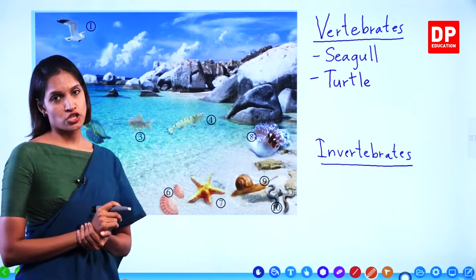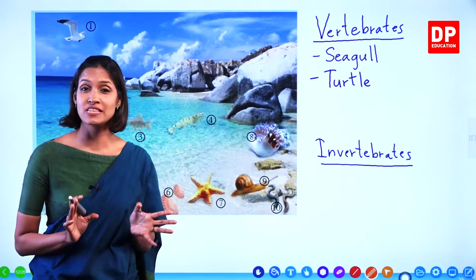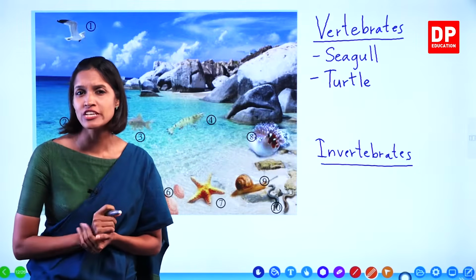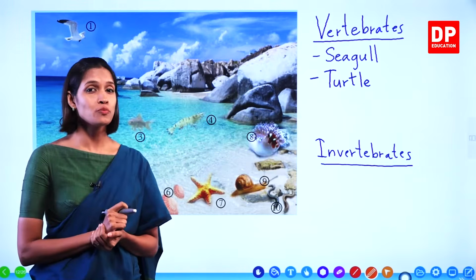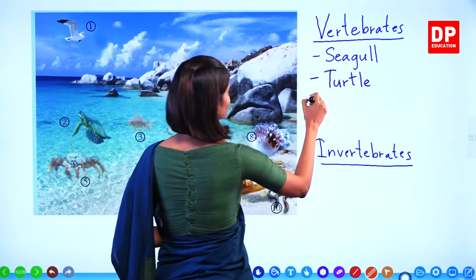Number 3, fish. Fish, they have a backbone. As I told you before, you must have seen sometimes when you eat small fish, you must have seen their bones, including the backbone, right? So fish goes here.